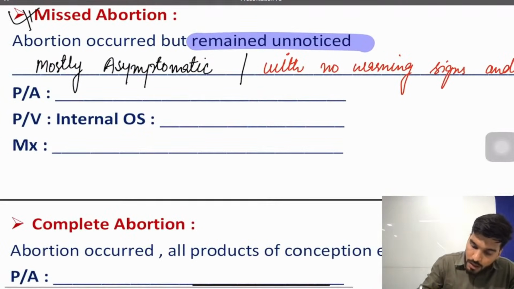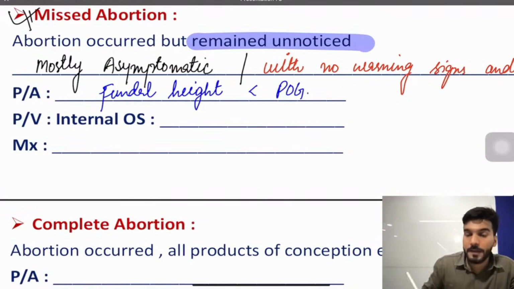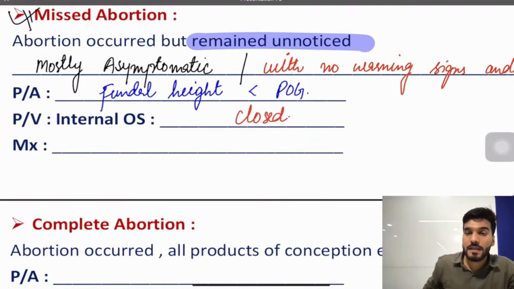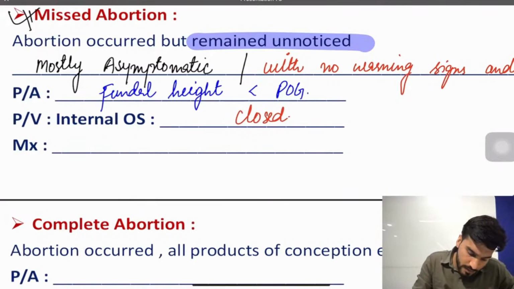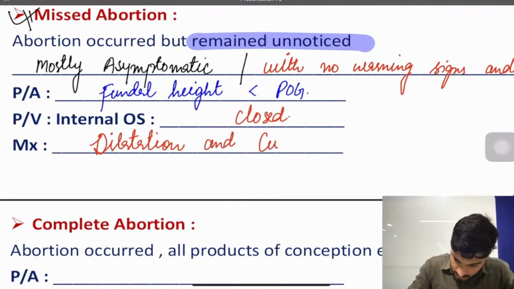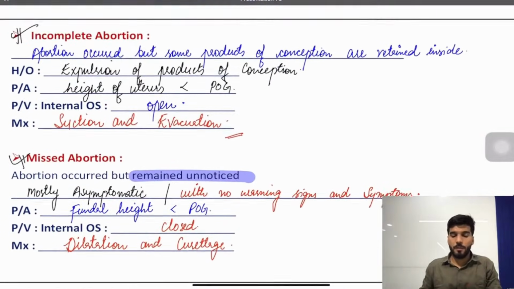Okay, if we talk about the per abdominal examination, fundal height is less than the period of gestation. And on per vaginal examination, the internal os is closed. And the management, we have dilatation and curettage. So we have missed abortion.